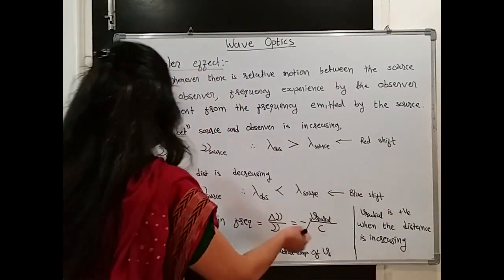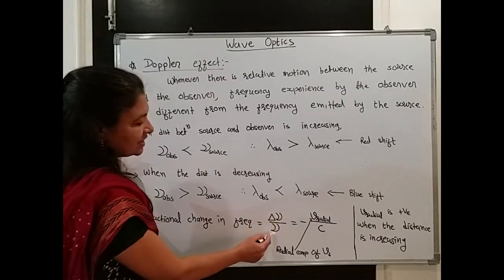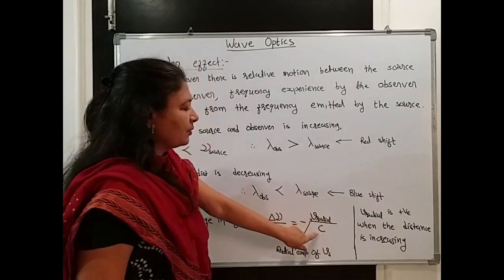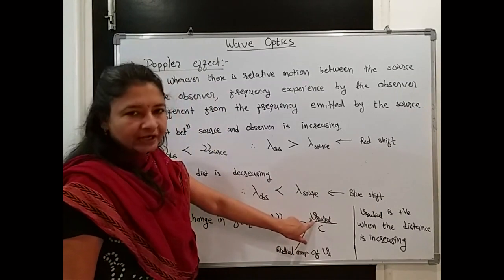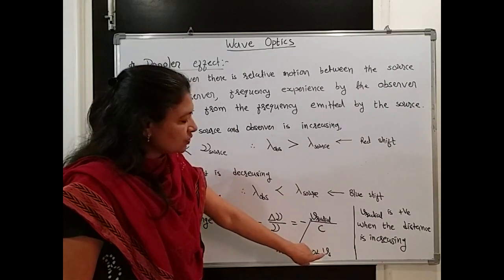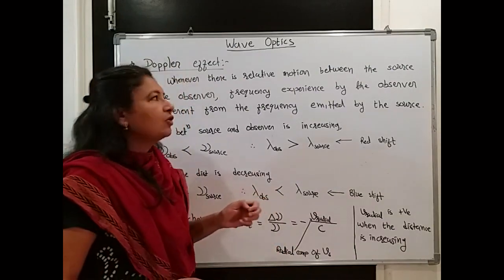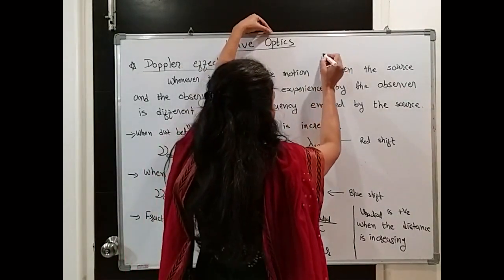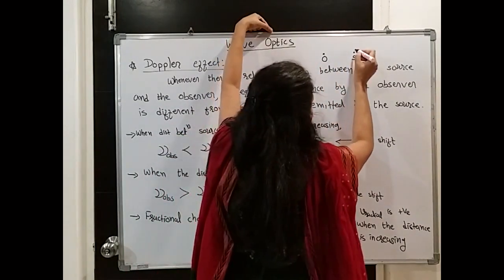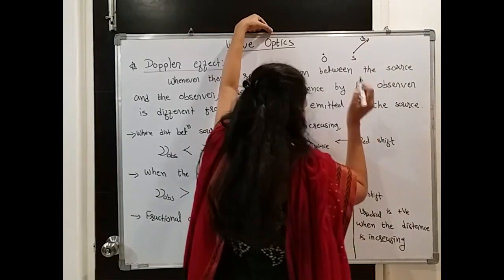Now how much decrease? The fractional change in frequency, delta nu by nu, that is the change in frequency divided by the original frequency, is equal to minus V radial upon C. Now, what is V radial? V radial is the radial component of Vs. Vs means the speed of the source in the direction of the line joining observer and source. As for example, suppose here is the observer and here is the source. Suppose the source is moving in this direction. So this is the direction of Vs.